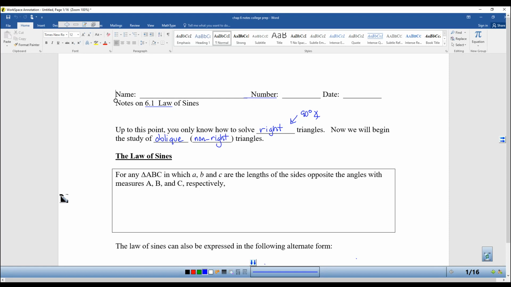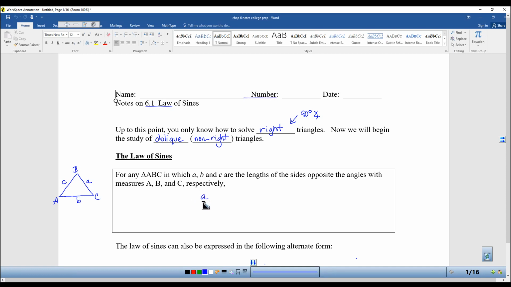So for any triangle ABC, we're going to put the capital letters in the corners to represent the measures of the angles. Then lowercase a, b, and c are the lengths of the sides opposite those angles. So if this is angle A, this is going to be side a over here. If this is angle C, this is going to be side c. And angle B will correspond with side b.